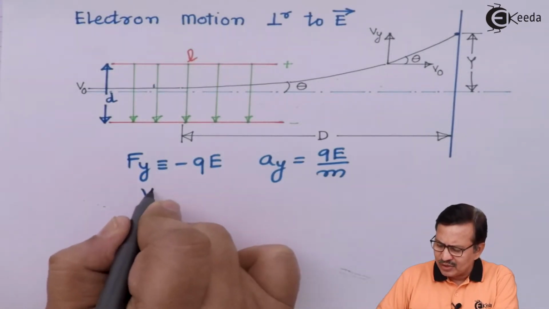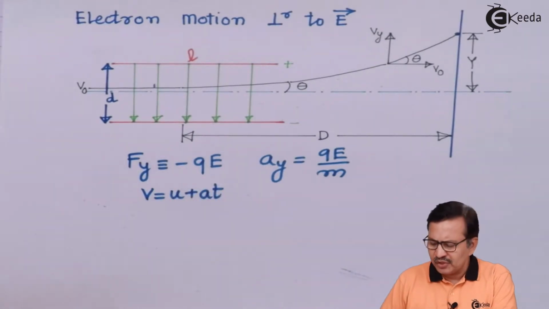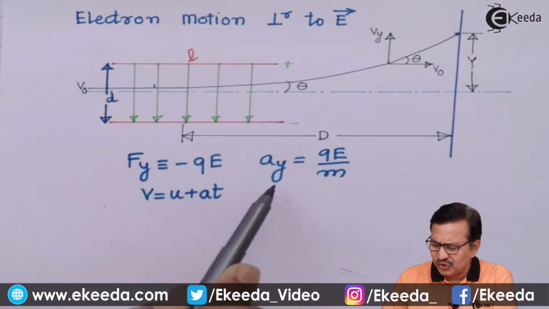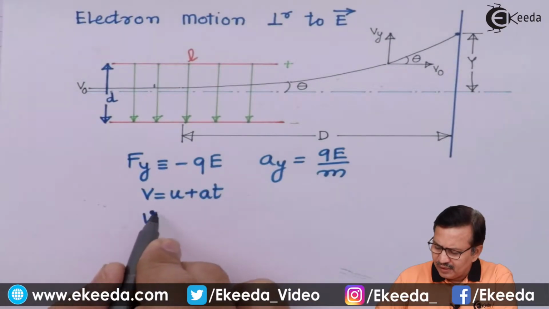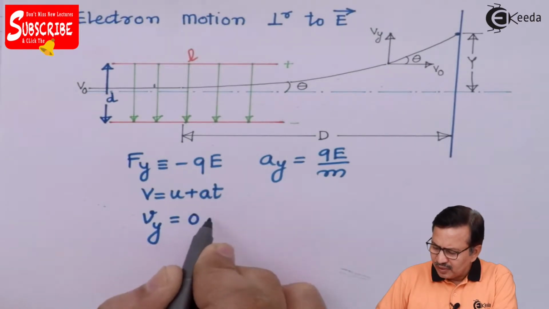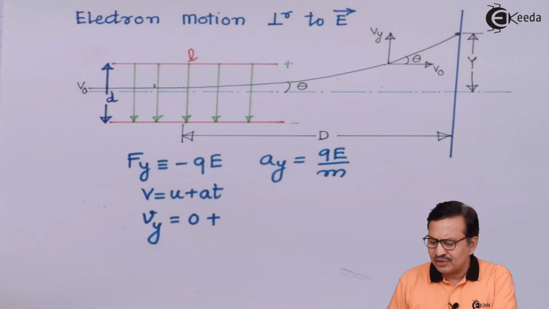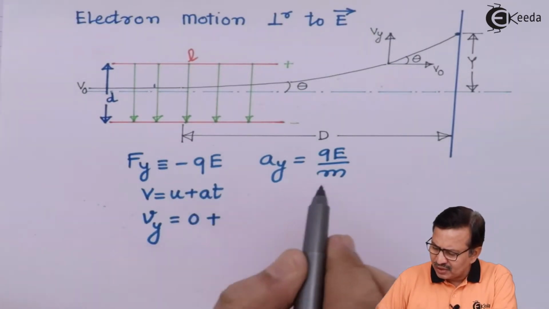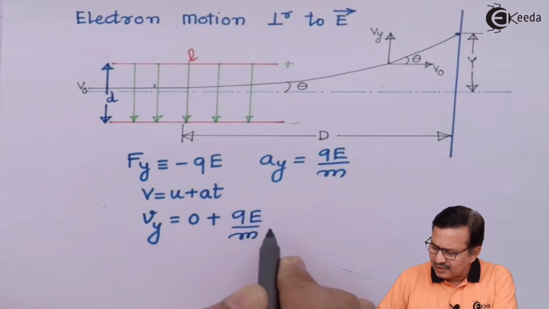And what is the kinematic equation that I will use? It is as simple as V is equal to U plus AT. U is the initial velocity, A is the acceleration which you got over here, and T is the time. Therefore V, which is the velocity in the y direction, will be equal to 0, because initially there was no velocity in the y direction, there was velocity only in the x direction. 0 plus the acceleration in the y direction, which is qE upon m, and this is multiplied by T.